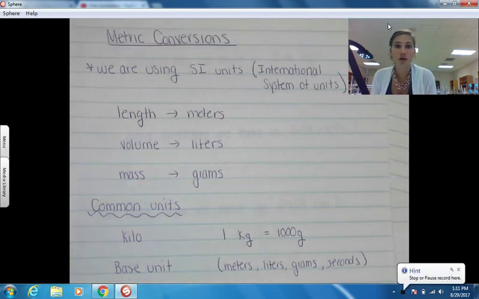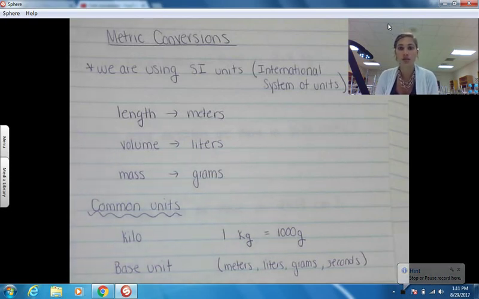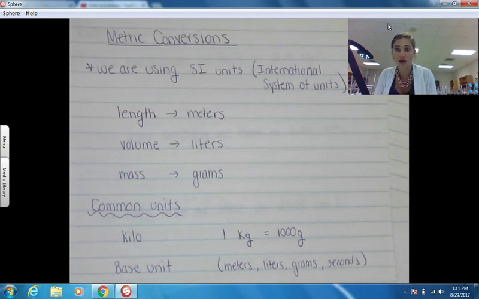Today we're going to talk about metric conversions. We use a system called the SI units. This is the International System of Units. It's not necessarily what you have grown up with your whole life. We're not using the American system for the units that we're talking about. We're using the International System of Units.